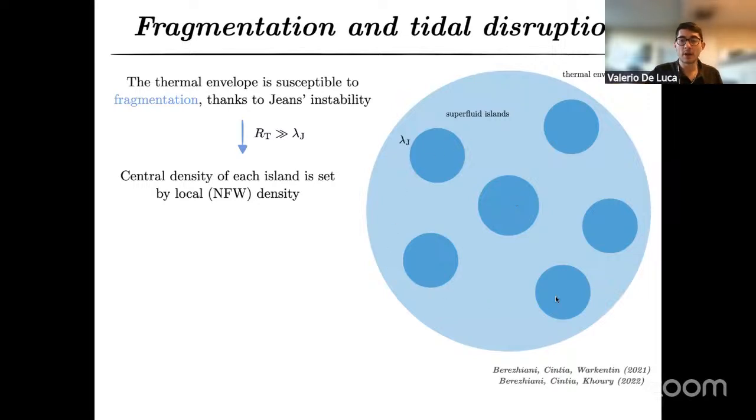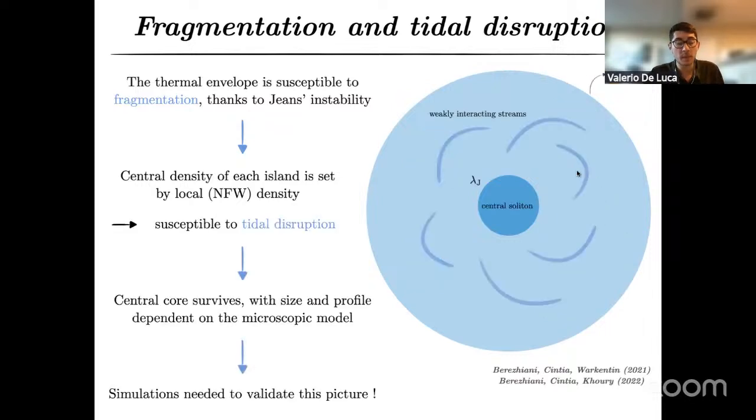Now, these islands are going to interact among themselves because of tidal interactions. Our expectation is that by tidal interacting, they are going to be destroyed, generating some streams of weakly interacting particles all around the thermal envelope, but in principle, a central core is expected to survive, again with a size given by the Jeans length, which depends on the microscopic properties of the model you are considering. So this is the picture we have for superfluid dark matter, but we need simulations to completely validate it.